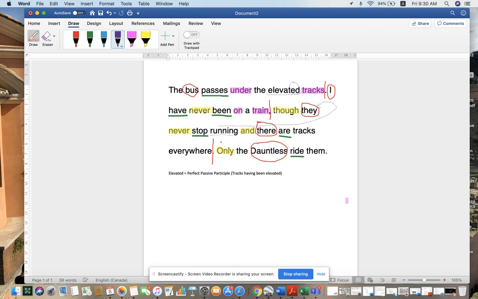Okay, they never stop doing what? Running. Okay, predicate nominative describing they. Okay, and this is impersonal. There are, and this is going to be a linking verb, which means that this here, tracks, is also a predicate nominative because it describes there. Okay, there are tracks, and everywhere is pretty much an adverb.